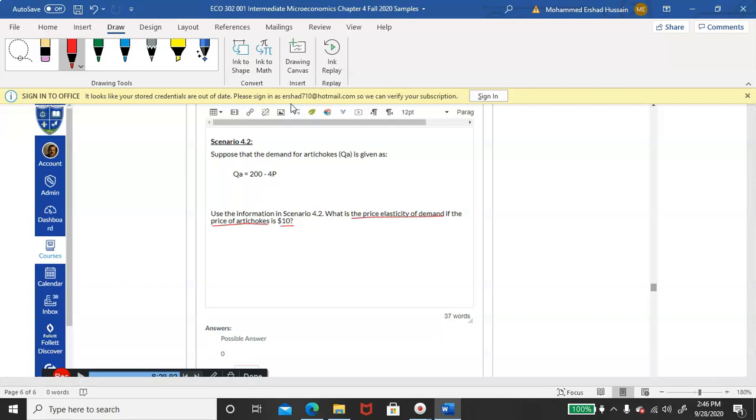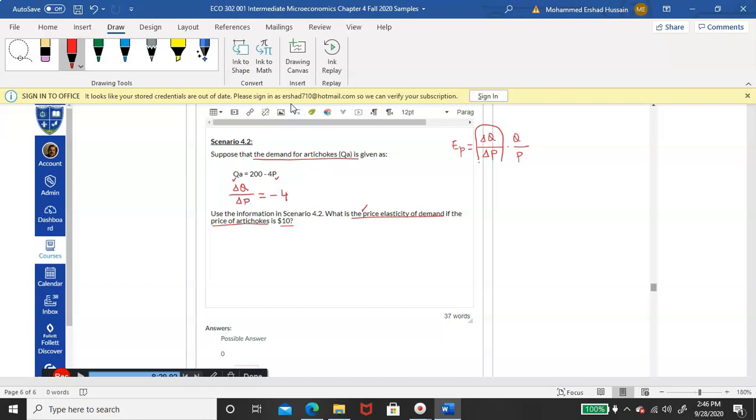So this is the demand for artichoke. Demand depends on what? Q = 200 - 4P, right? This is the demand curve, and from here we have to find the price elasticity of demand. So what is price elasticity of demand? We know that this is the change in quantity divided by the change in price, and then quantity divided by price. So if we differentiate Q with respect to P, we find that the slope is -4.